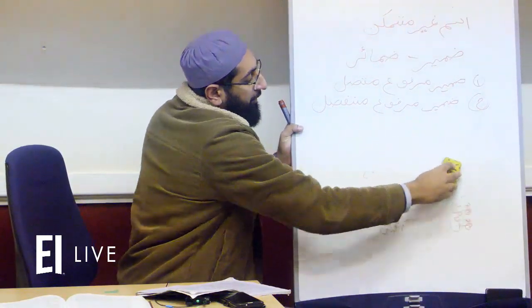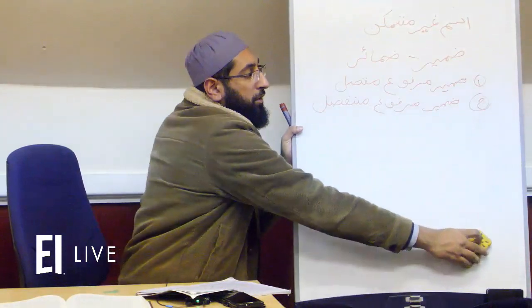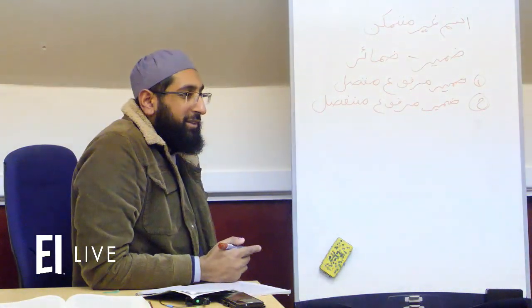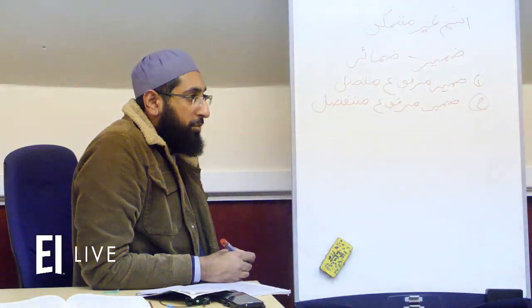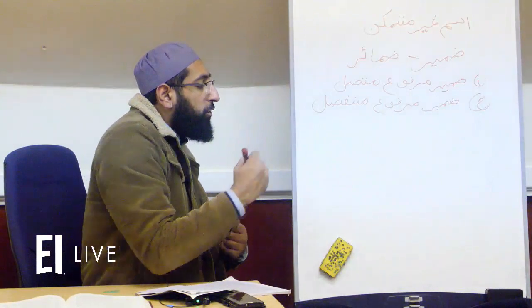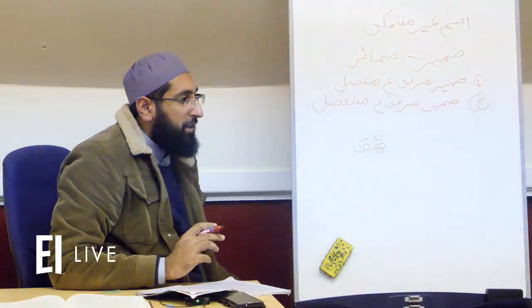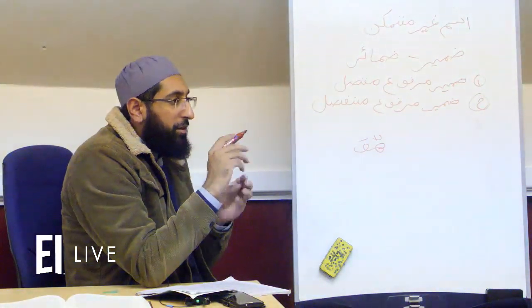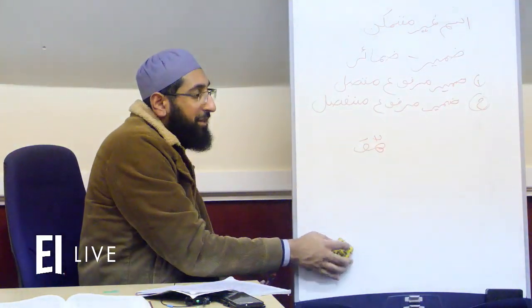So whenever you see these, always know that it is Zamir Marfu Munfasil, okay? Except for certain places, because the Huwa is sometimes a Zamir Fasal. It just comes to let you know that this is a Mubtada and Khabar and not anything else, okay? So just be careful of that. It's not always a Zamir Munfasil.